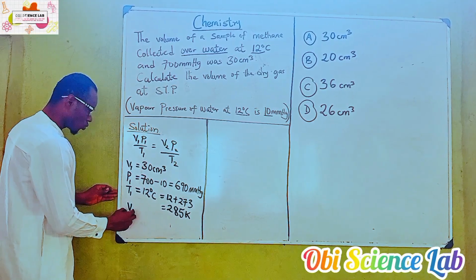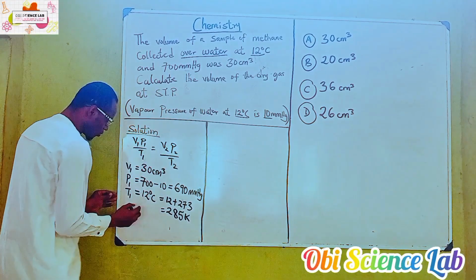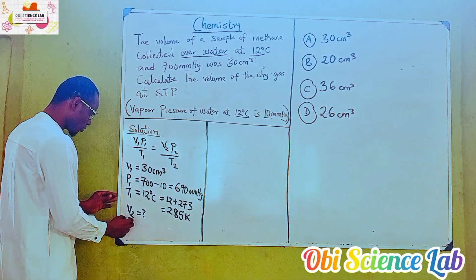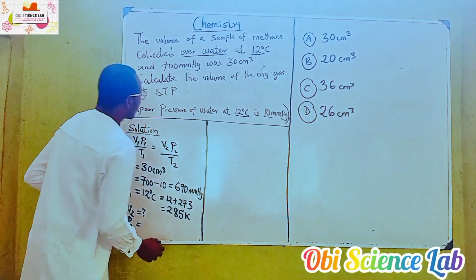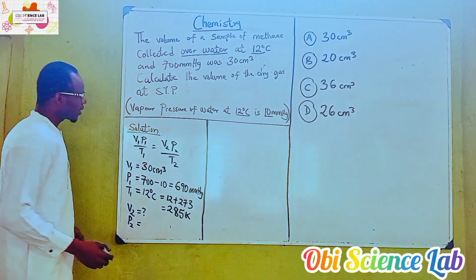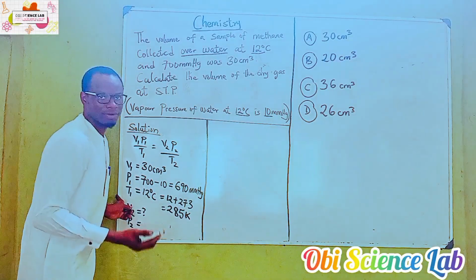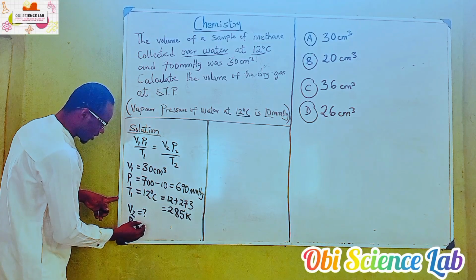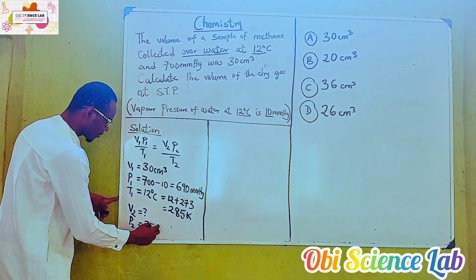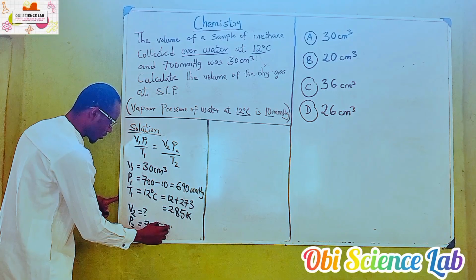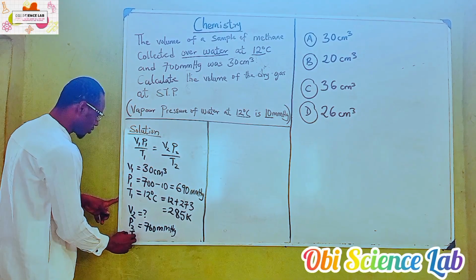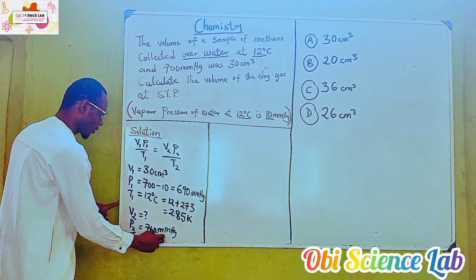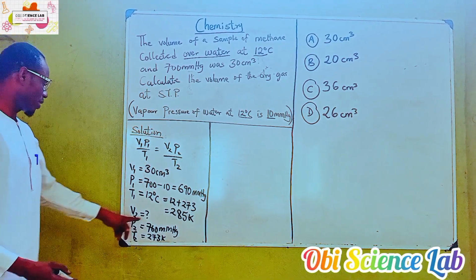So for V2, we have to calculate the volume. We don't know what V2 is, so it's unknown. For P2, it is the standard pressure, which in chemistry is 760 millimeter mercury or 1 atm. But in this case, the unit is millimeter mercury, so we are using 760 millimeter mercury. And T2, of course, is the standard temperature, which is 273 K. So we have all the data taken down except for the V2.